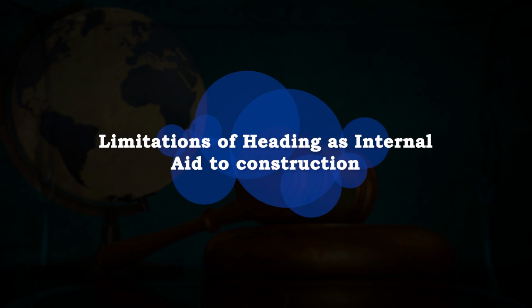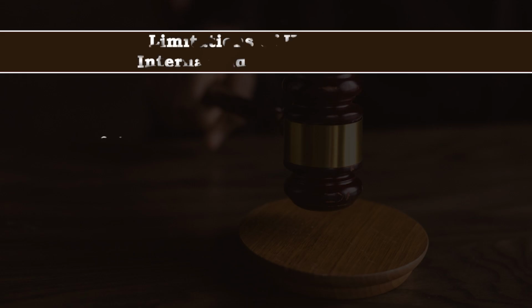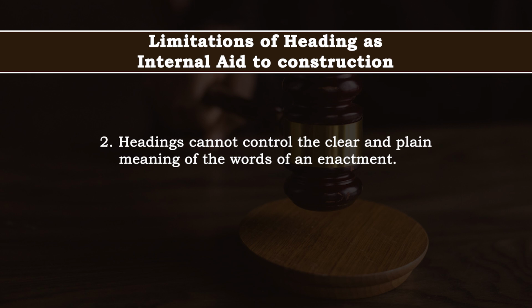But at the same time, we do have some limitations for the headings also. Firstly, headings can neither cut down nor extend the plain meaning and scope of the words used in the enactment part. Number 2, headings cannot control the clear and plain meaning of the words of the enactment. In the landmark case of Krishnaiya versus State of AP, that is of 2005, it was held by the court that headings prefixed to sections cannot control the plain words of the provisions.